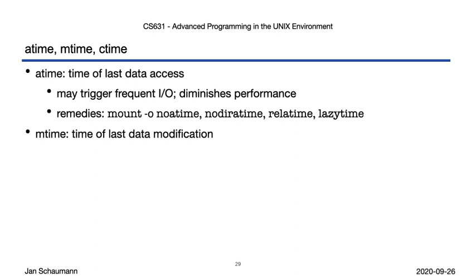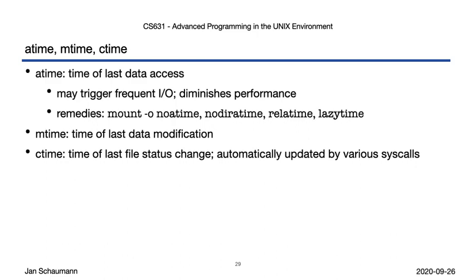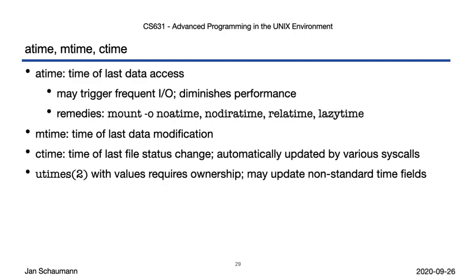The mtime makes a bit more sense. Whenever we write to the file, it gets updated. The ctime indicates when anything about the file has changed, and it's the only field we can't influence. The different system calls will trigger an update automatically. Calling utimes to set the timestamp requires file ownership, and with all that we've covered here, you can now implement the touch command, or at least take a look at the sources from the NetBSD operating system.